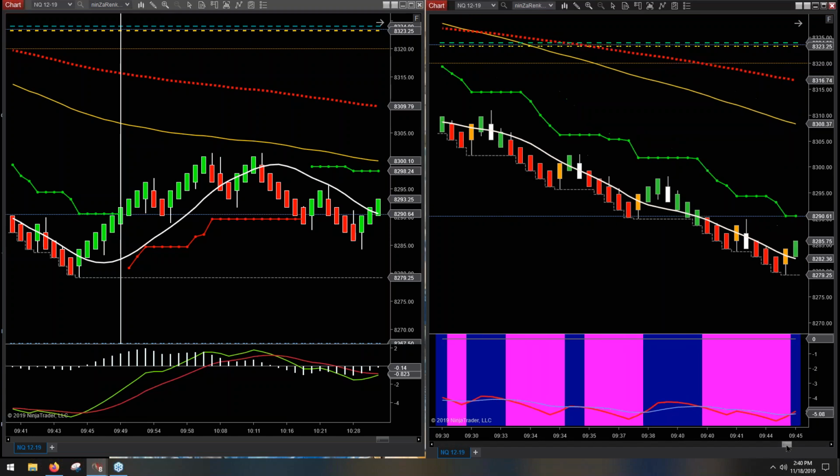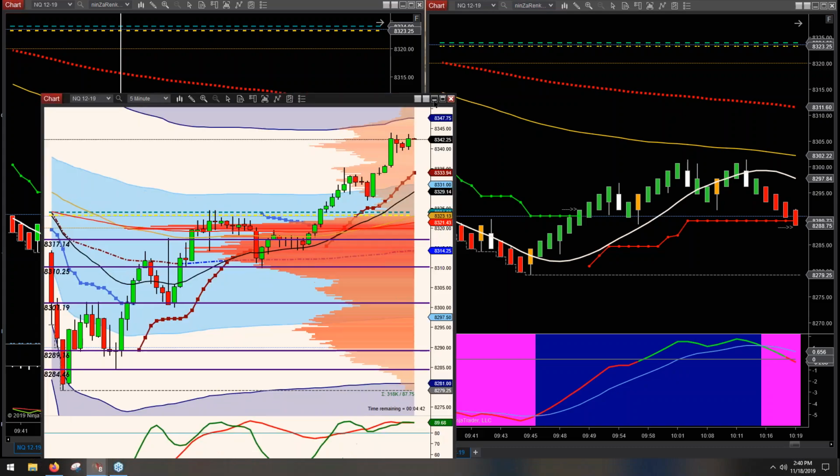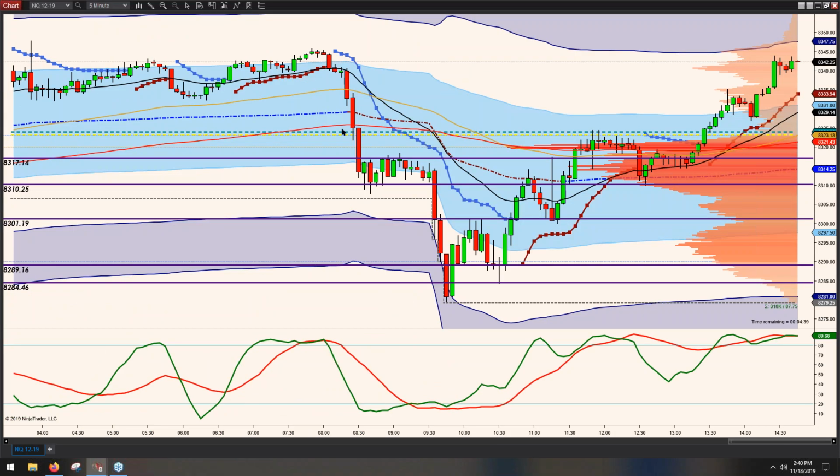And here on Gordon's chart here, you can see it marks it for us, same exact entry, and it's in line to take it for the buy.